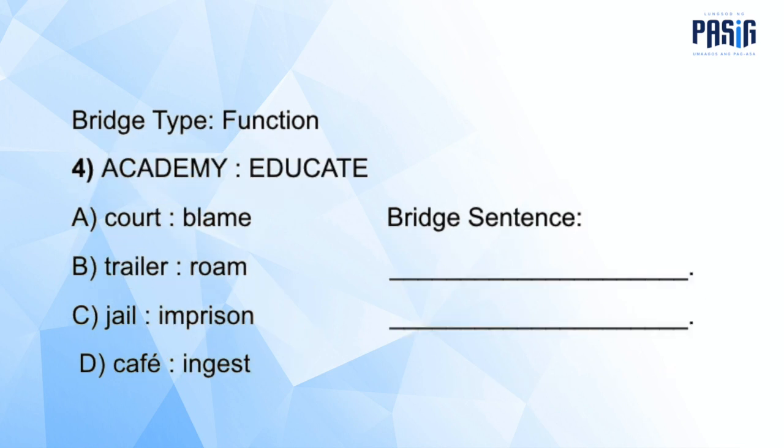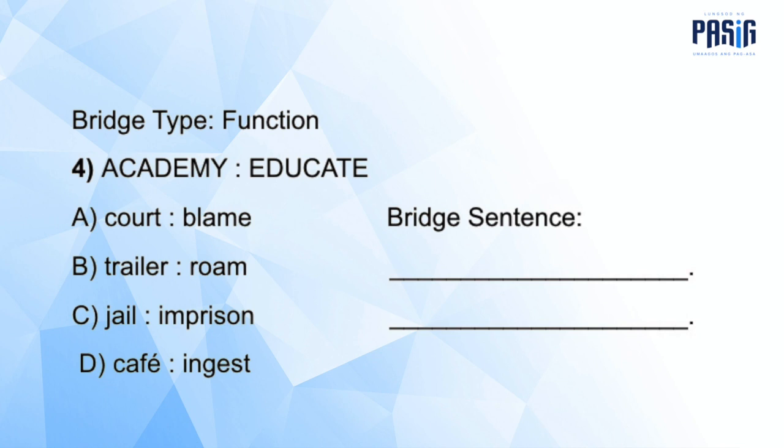The bridge type is function. What pair of words best express a relationship similar to number 4? Academy is to educate. Is it letter A, court is to blame? Or letter B, trailer is to roam? Or letter C, jail is to imprison? Or letter D, cafe is to ingest?